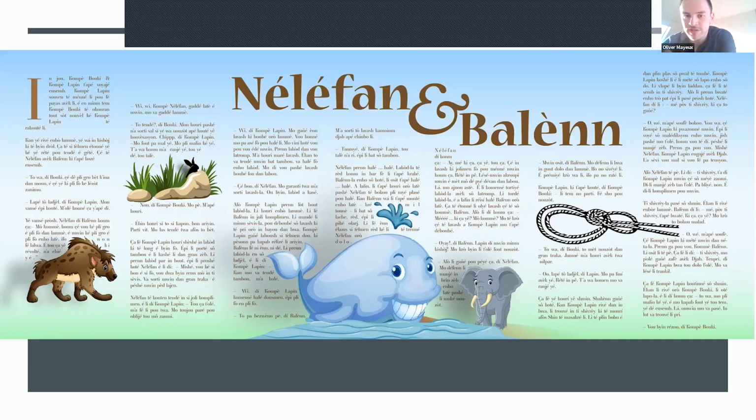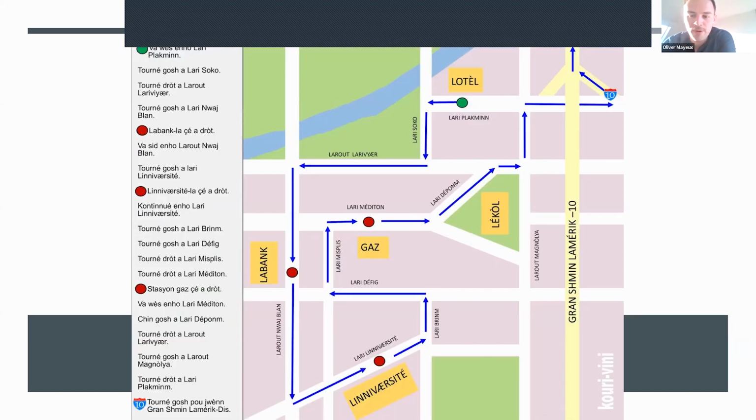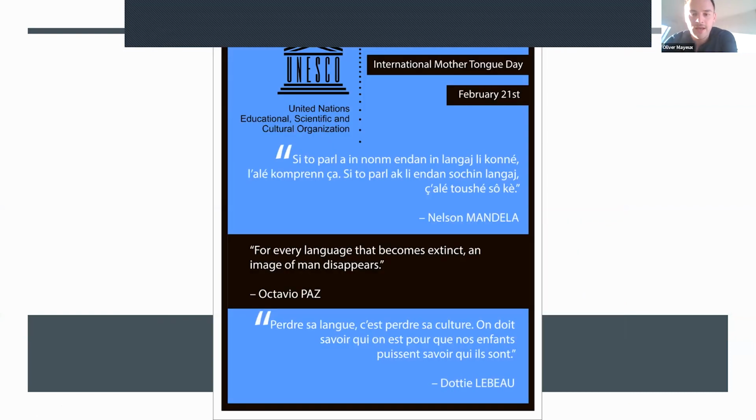There are stories with illustrations. This is by Adrian. Some more by Adrian. This is an exercise for learners, learning directions, which is used in the group. It can be posted as a graphic and then people can practice in the comments and get feedback. And there's engagement with wider discourses about language endangerment. Here's a post for UNESCO's International Mother Language Day.